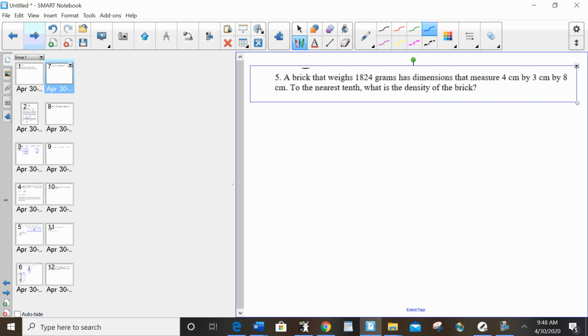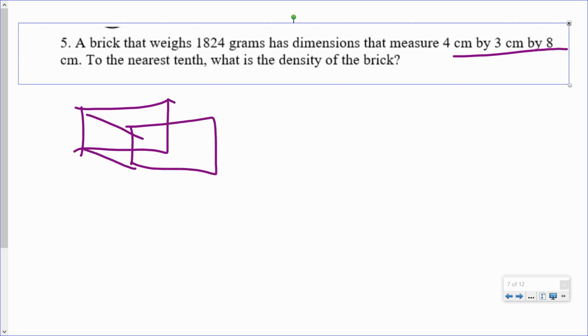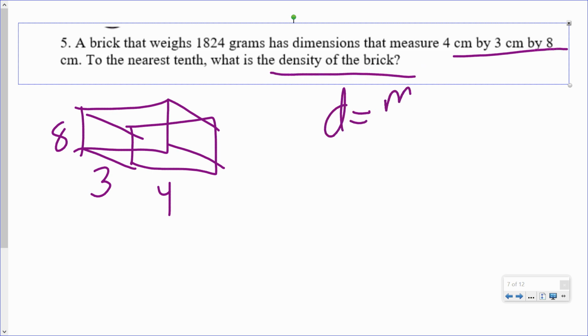A brick that weighs 1,824 grams has dimensions that measure blah, blah, blah, blah, blah. So let's draw it. 4 by 3 by 8. It's asking for the density. DMV. Density equals mass over volume. So the first thing I have to find is volume.